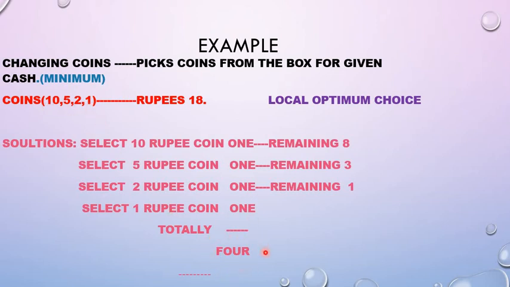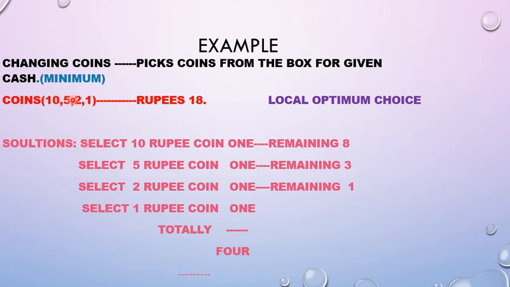Totally, how many coins have I used? 1, 2, 3, 4. Four coins: one 10 rupee coin, one 5 rupee coin, one 2 rupee coin, and one 1 rupee coin. Totally, I have changed 18 rupees into 4 coins. This is the best solution.